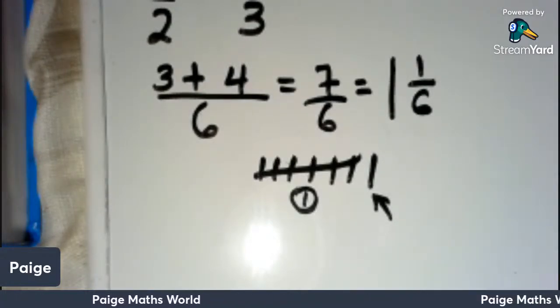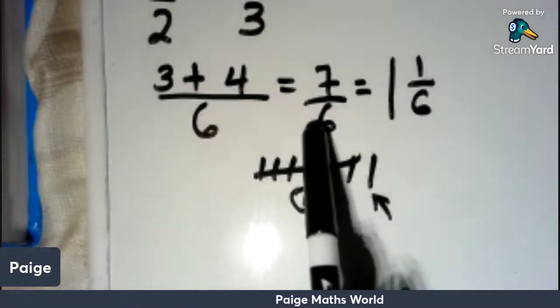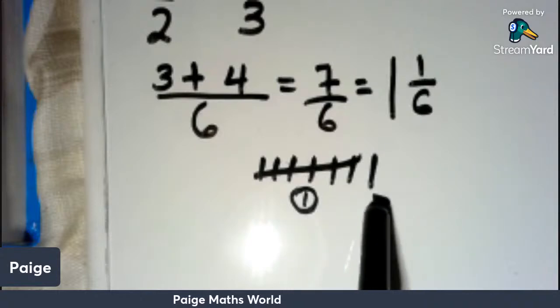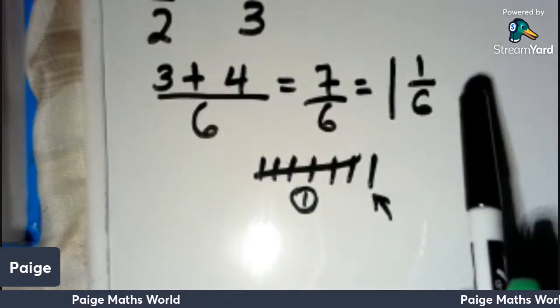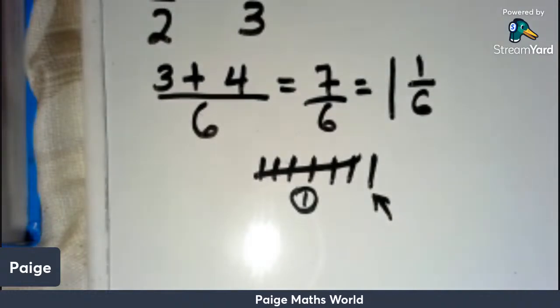So we say 6 into 7 goes 1 time, and we have a remainder of 1. We put that 1 over the denominator, which is the original denominator, which is 6. Any question?